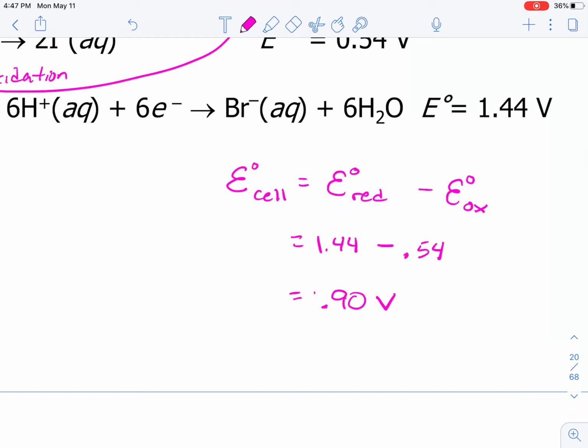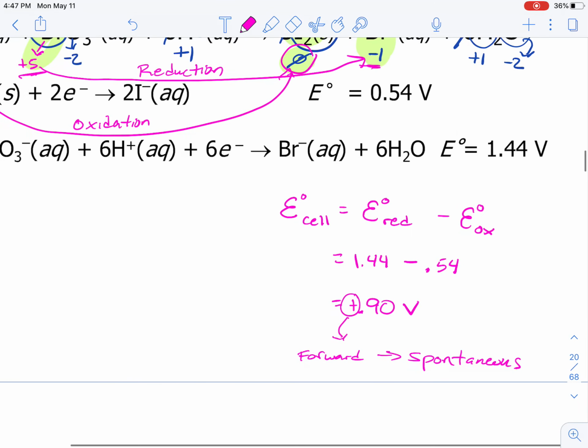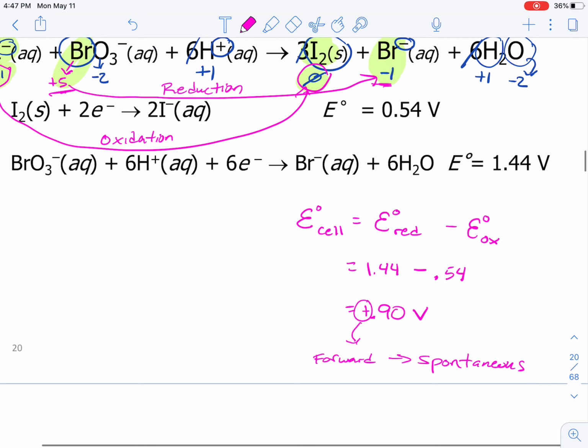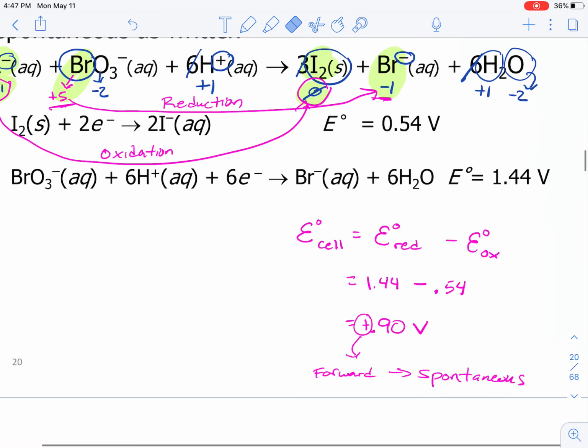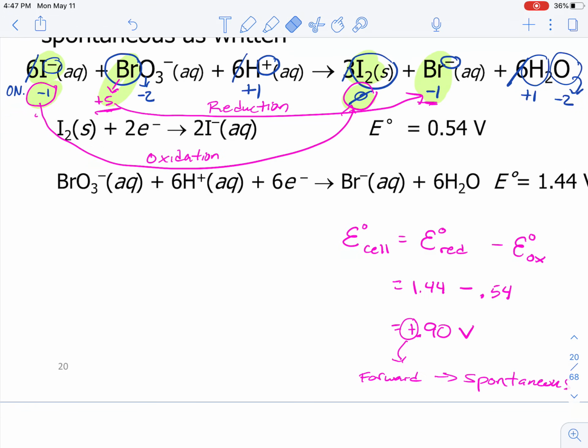And so since this value is positive, this is telling me that the forward reaction is going to be spontaneous. Now that will tell me implicitly that the reverse reaction, if I were to reverse this reaction, would be non-spontaneous. And the calculated value for the cell potential would simply be negative 0.90. So you just flip the sign, but you keep the number, if I want to describe the reverse reaction.